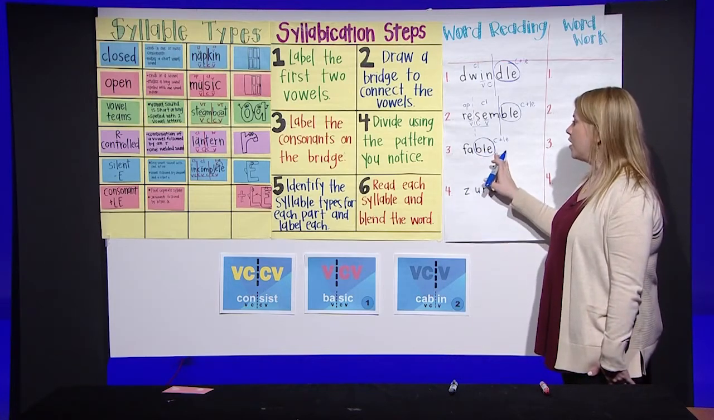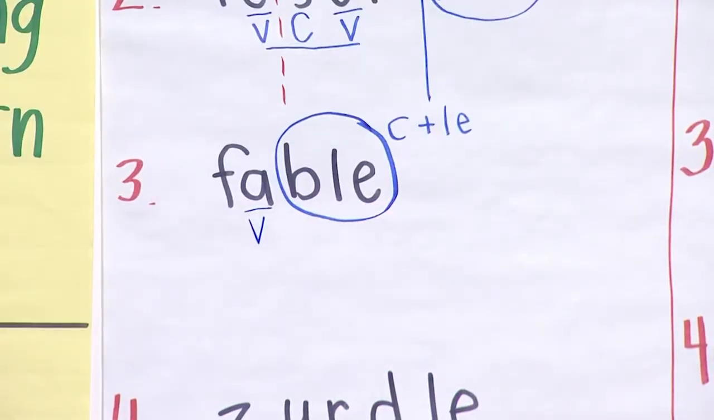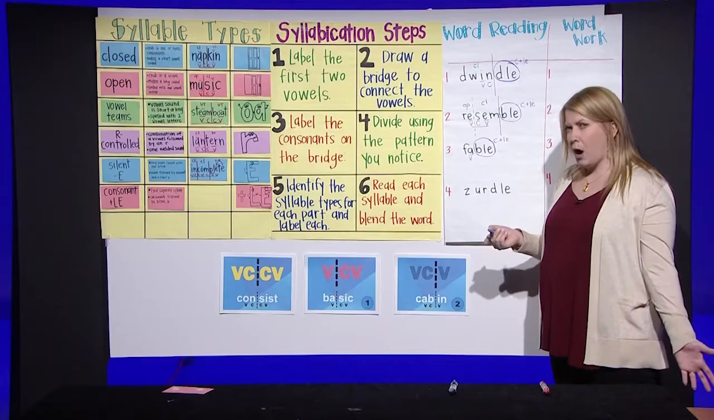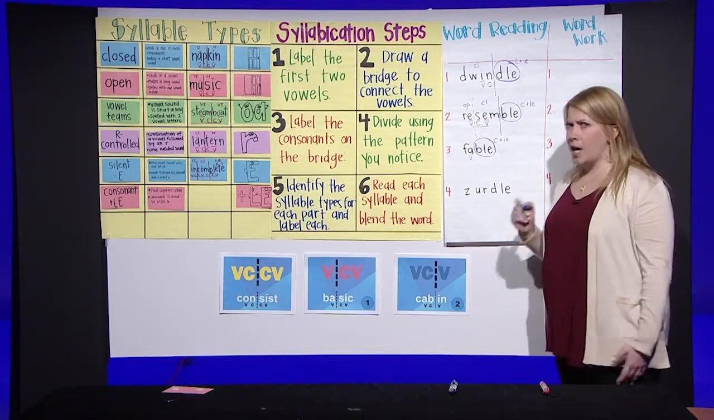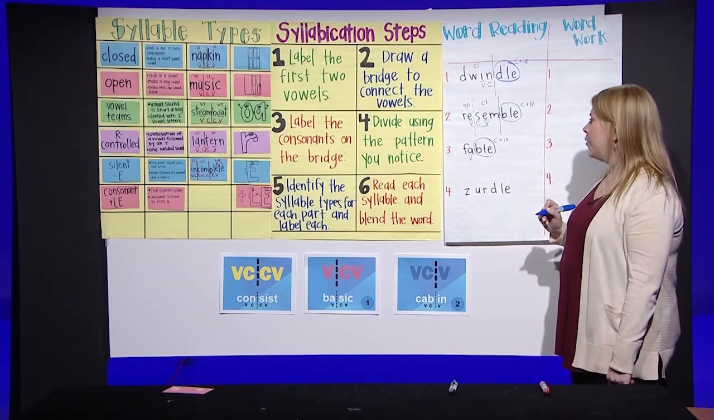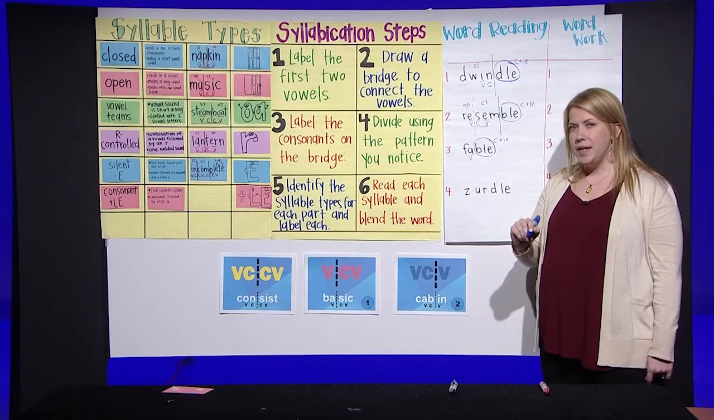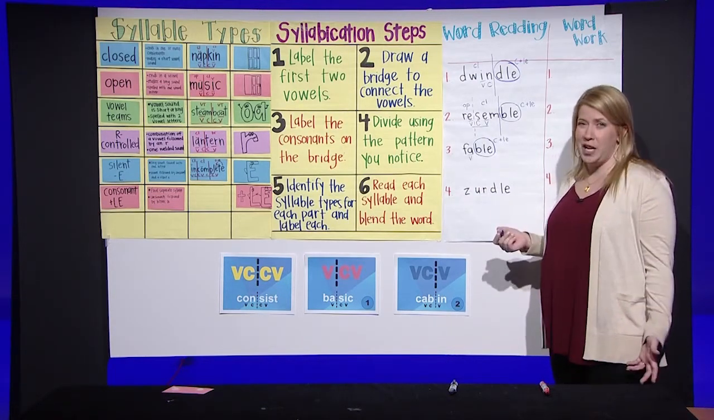Now remember, this part of our word is separate, so we only see one vowel. We're going to underline it and put a V. Since we only identified one vowel, can we draw a bridge? No. Can we label the consonants on the bridge? No. Can we divide using the pattern we notice? Not really, because there's no pattern on our bridge.